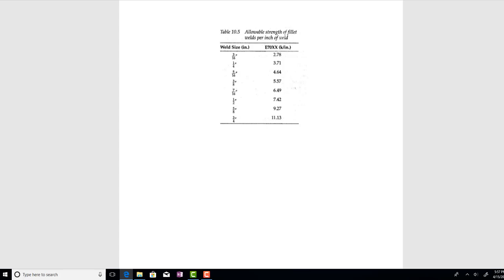Pretty easy to utilize. If I give you a certain weld size, let's say we're using a 1/2-inch weld, then for every inch of that weld, I can handle 7.42 kips per inch. And the only thing we need to know is then how long the weld is. If that particular weld is, let's say, 10 inches long, then the total capacity of that weld is 7.42 times the 10 inches, or 74.2 kips.